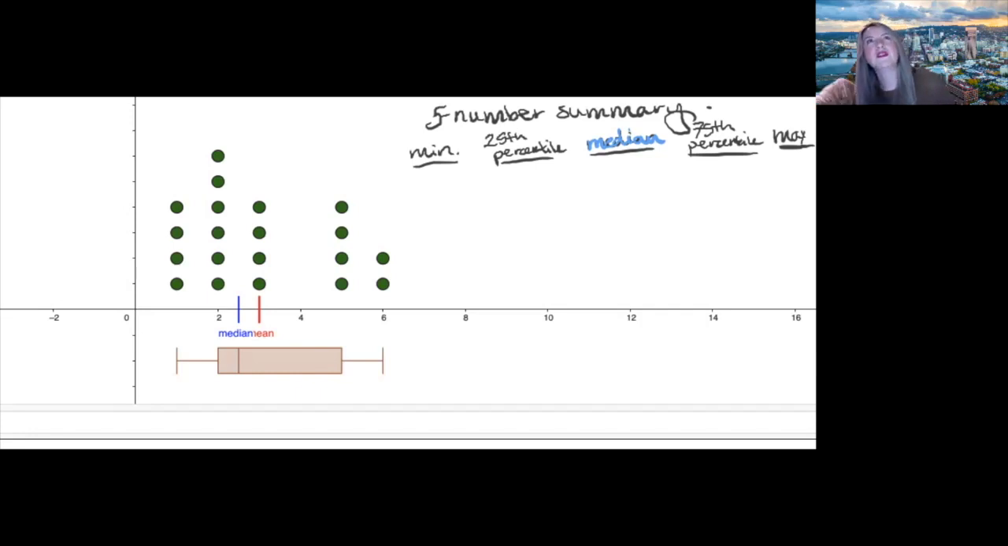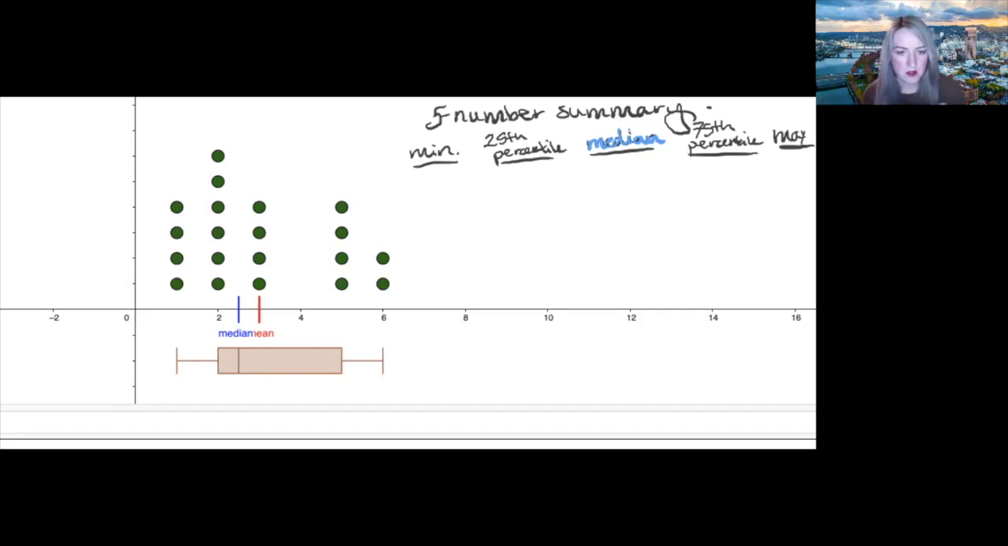Let's start by talking about what is a 5-number summary. A 5-number summary helps us chunk the data into 4 pieces. Okay, so let's see how it does that. So always the parts of the 5-number summary are the minimum, the 25th percentile, the median, which is also known as the 50th percentile, the 75th percentile, and the maximum.